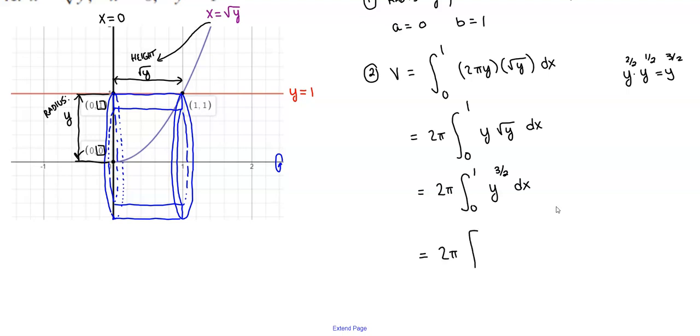So we have 2 pi, and to find the antiderivative, it's 3 over 2 plus 1, which is 2 over 2, so 3 over 2 plus 2 over 2. Then that becomes 5/2, and the reciprocal of 5/2 is 2/5, so we have 2/5 y to the 5/2 going from 0 to 1.